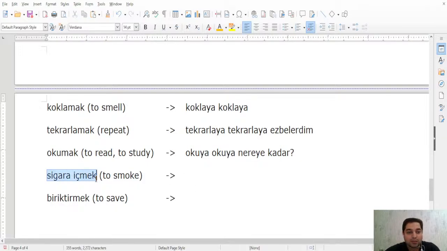Sigara içmek is to smoke. A cigarette, okay. Now it's very funny in Turkish. İçmek, if you look at only the verb içmek, is to drink, right? And when you talk about smoking, it's sigara içmek. It doesn't mean you drink the cigarette, but that's basically how we use it. We use the verb içmek together with sigara to mean to smoke.